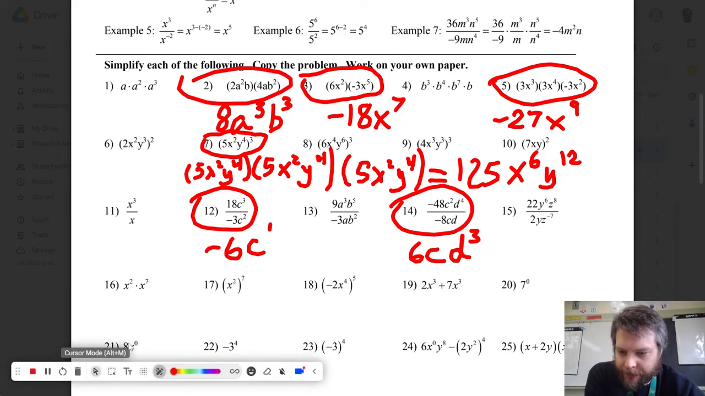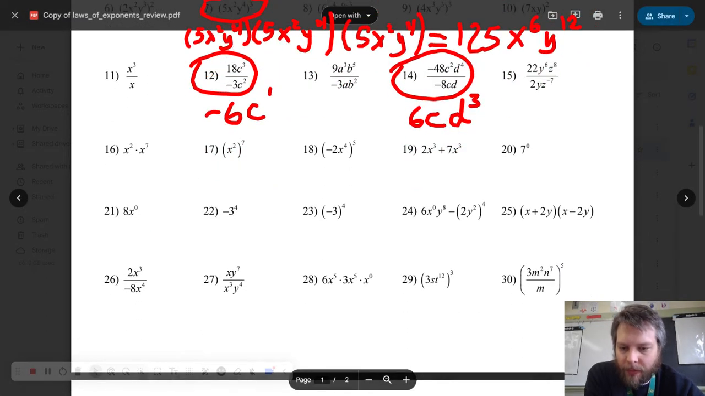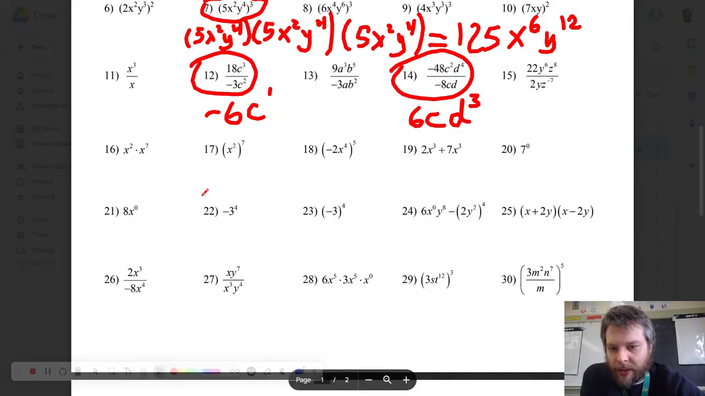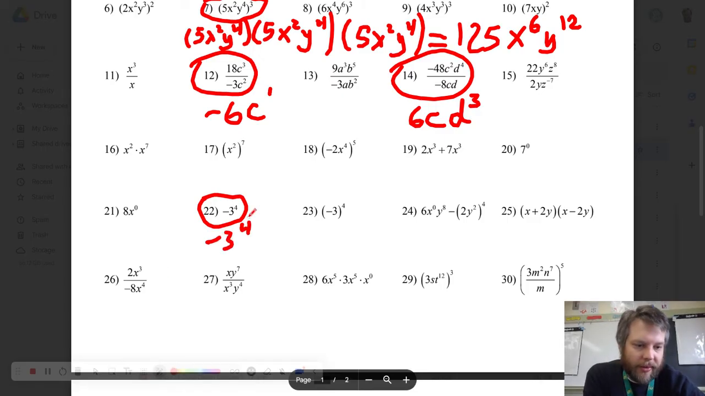All right, moving on down. We also had negative 3 to the 4th. Somebody asked me about this one, and guess what the answer is? It's just negative 3 to the 4th. You don't do anything with it. If you want, 3 to the 4th is equal to 81, so you could write the answer as negative 81. You don't have to. I'm actually perfectly happy with leaving it as negative 3 to the 4th.